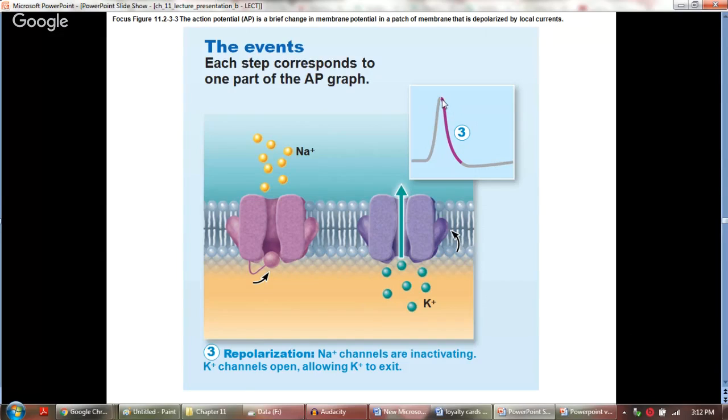And this is what we've seen in this case. Here, sodium ion channels are closed, the potassium ion channels open up, and potassium moves out, and then the membrane potential starts going back to the resting membrane potential.